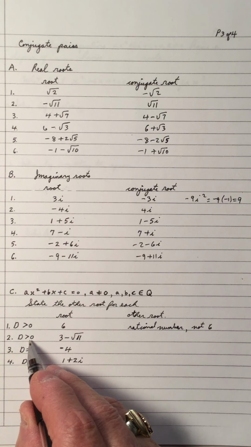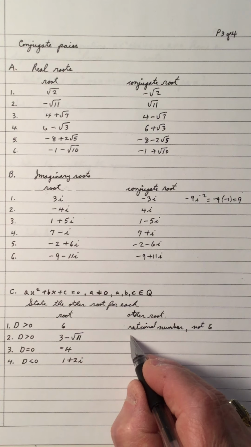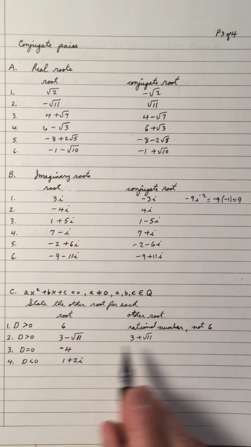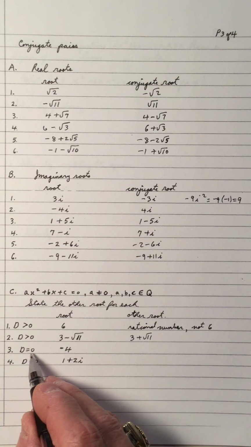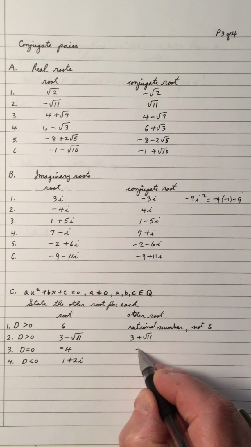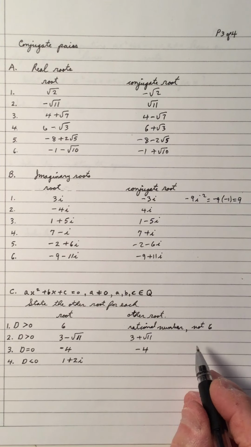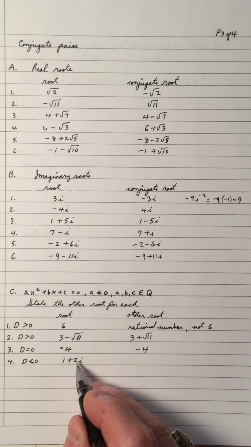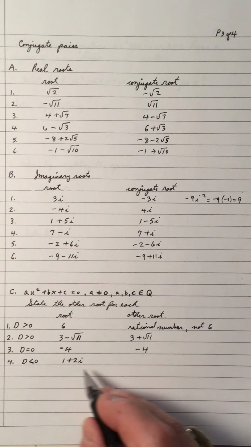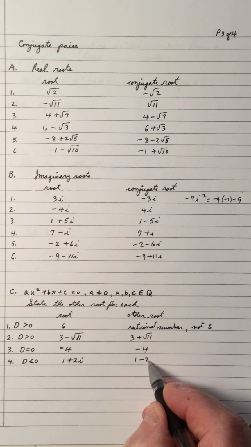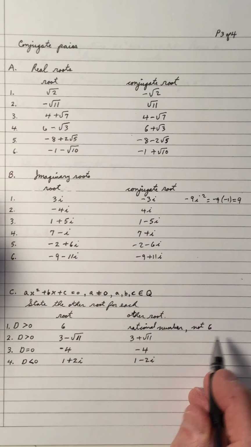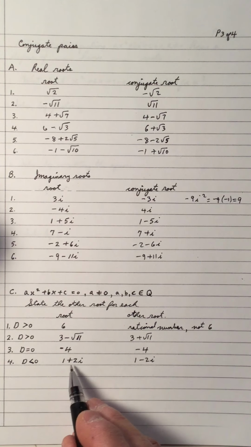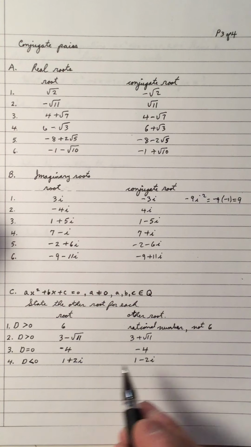If D is greater than 0, then the conjugate, 3 plus root 7, is the other root, because they're in conjugate pairs. If D is equal to 0, that means the roots are equal, so you have to have a negative 4 for the other root. And D is less than 0 means you have imaginary numbers, and the conjugate is 1 minus 2i. So when you have irrationals like this, the conjugate. When you have imaginaries, the conjugate.